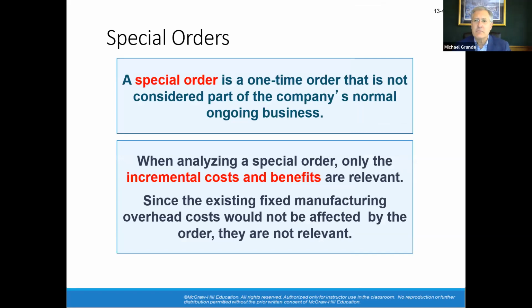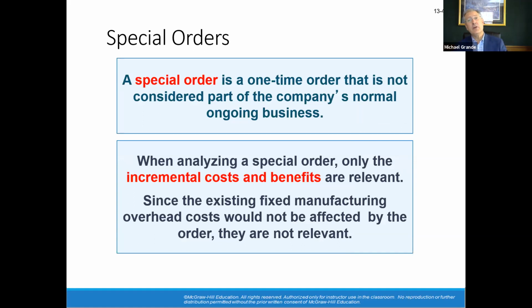A special order is a one-time order that is not considered part of the company's normal ongoing business. When analyzing a special order, only the incremental costs and benefits are relevant. Since the existing fixed manufacturing overhead costs would not be affected by the order, they are not relevant.